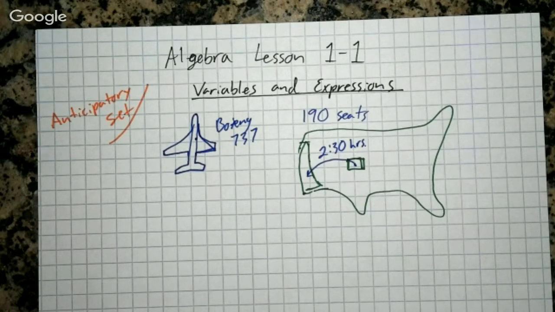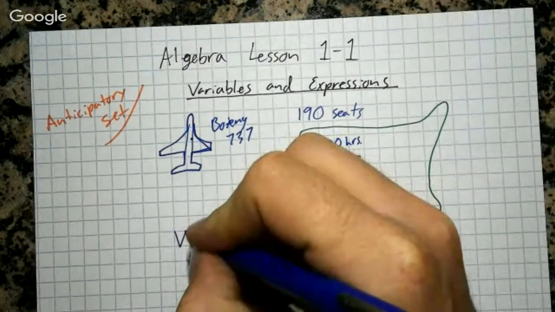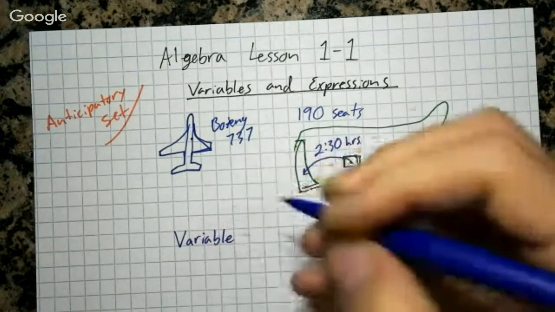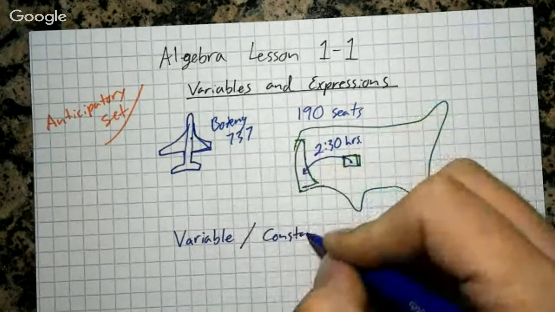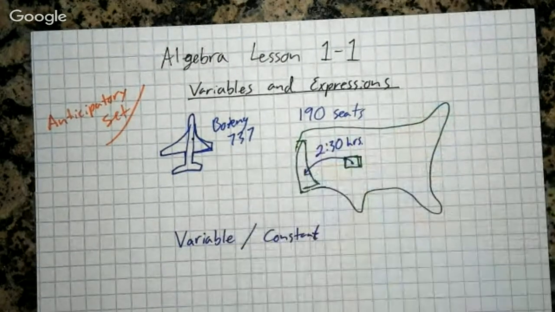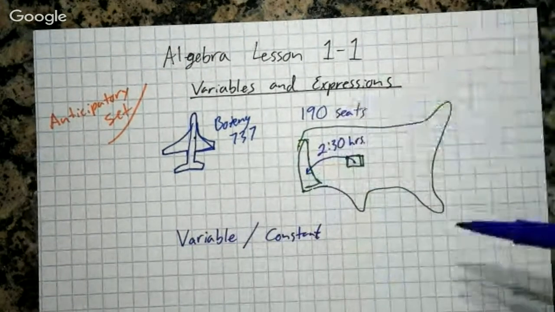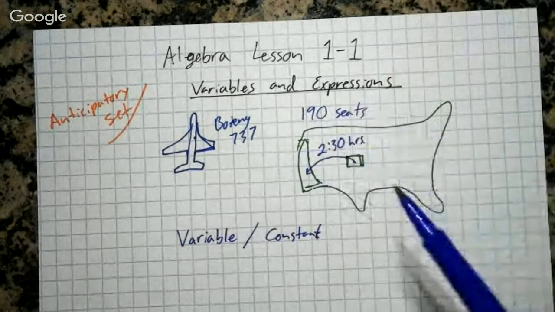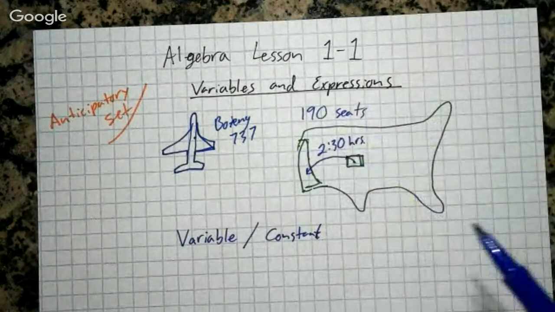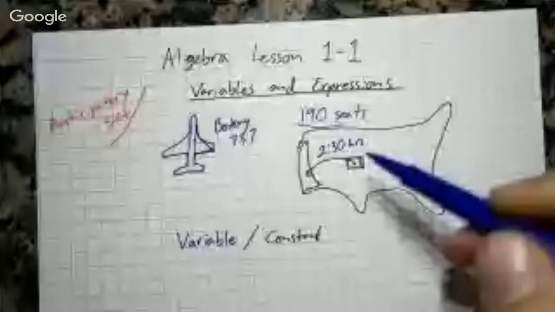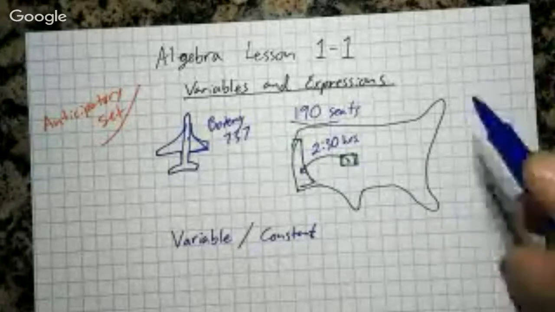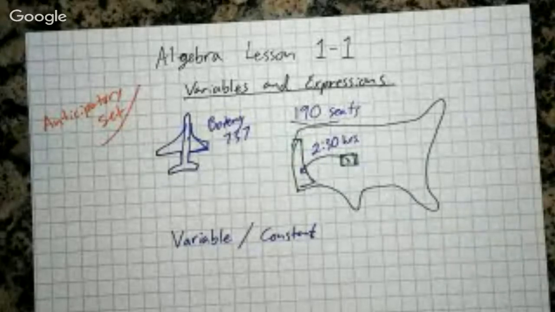So two of the things that we're going to be talking about today, one of these is a variable and one is constant. Every time I get onto the Boeing 737, there's going to be 190 seats. There's not going to be one with 187 seats. If I get onto one and there's 187 seats, I'm probably not going to fly on that plane. But there's always going to be this many. But flying from Colorado to California, that won't always take 2 hours, 30 minutes. Sometimes it's a little bit more, sometimes it's less, depending on wind, depending on tons of different things.